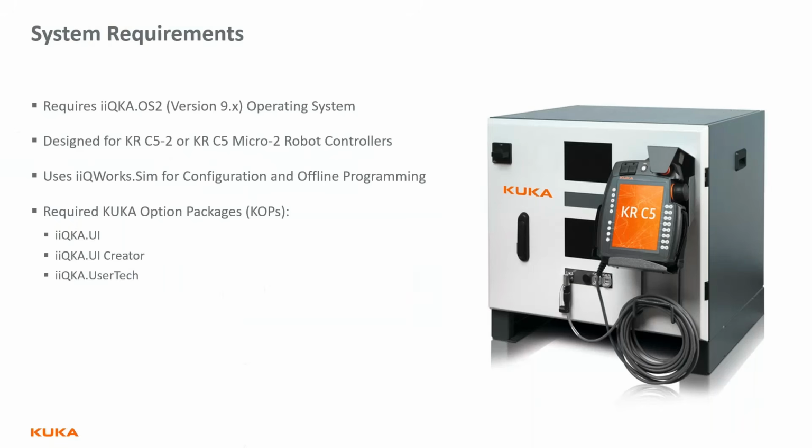This software has a few requirements for use. It runs on second generation KRC5 robot controllers using the iiQKA OS2 operating system. It uses iiQWorkSim for installation, configuration, and offline programming, and it depends on three other KUKA option package files, or KOP files: the iiQKA UI, UI Creator, and UserTech option packages.